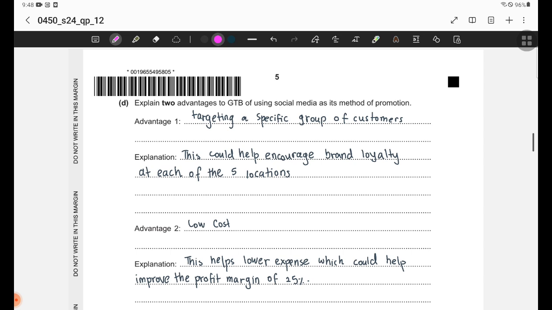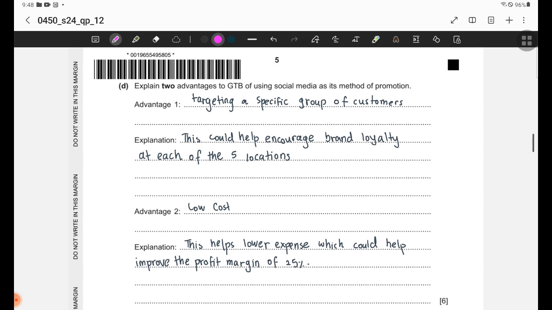Part D. Explain 2 advantages to GDP of using social media as its method of promotion. There we have a couple of advantages, and you are awarded for any proper answer.